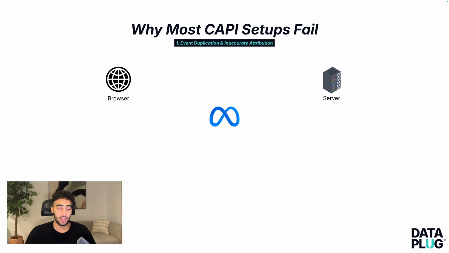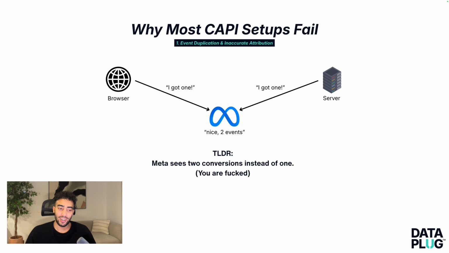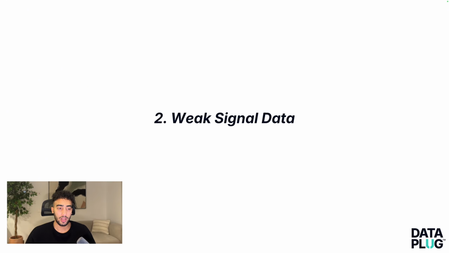What does that mean? We said we're going to layer browser and server. We're going to layer pixel and CAPI. Let's say someone hopped on a funnel and submitted a form. So now they technically became a lead. The browser will say, I got one. And the server will say, I got one. So Meta will say, nice, two events. So TLDR, you are in trouble because Meta is getting two events. Now, is there a way to deduplicate? Yes, which is the entire point of this video. But the classic ways of doing it are so inconsistent that the amount of people having duplicate events with a layered setup like this is crazy.